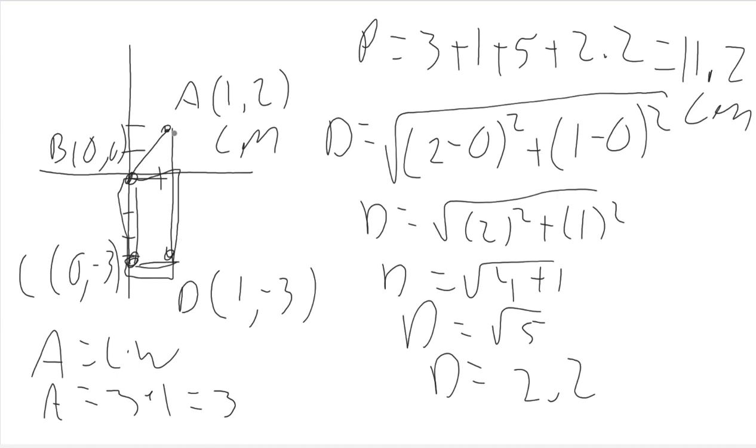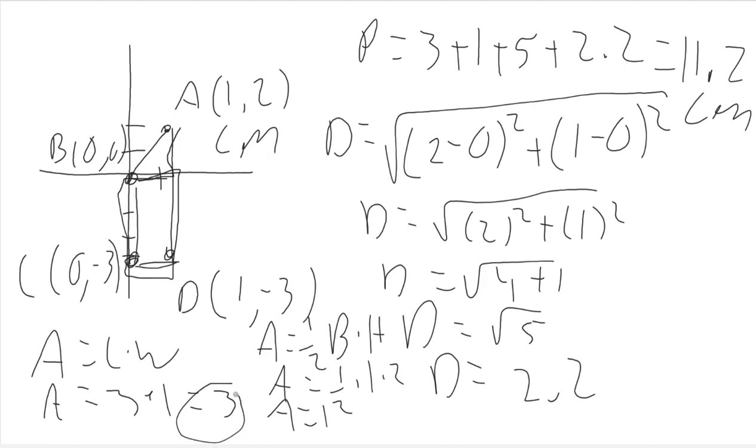Then I have this triangle here. The area of a triangle is 1/2 base times height. So it is 1 as the base and 2 as the height. So I have 1/2 of 1 times 2. So 1/2 times 1 is 1/2. And then 1/2 of 2 is 1. This means that 3 plus 1 is 4. So the area for this shape is 4.